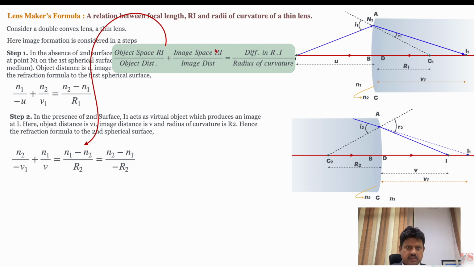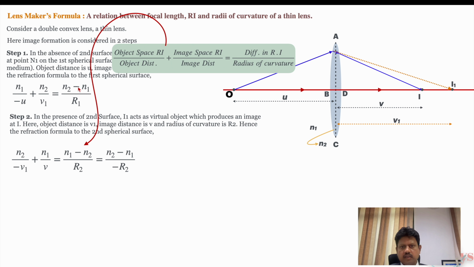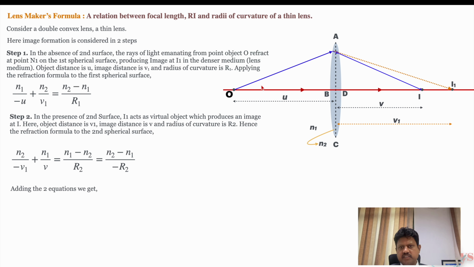So V is the image distance, is equal to difference in refractive indices, that is image space refractive index minus object space refractive index. Image space refractive index is N1. Object space refractive index is N2. So N1 minus N2 by R2, which can be written as N2 minus N1 by minus R2. Just I am trying to match this N2 minus N1 with the previous equation. Now with this, so this is the final diagram.